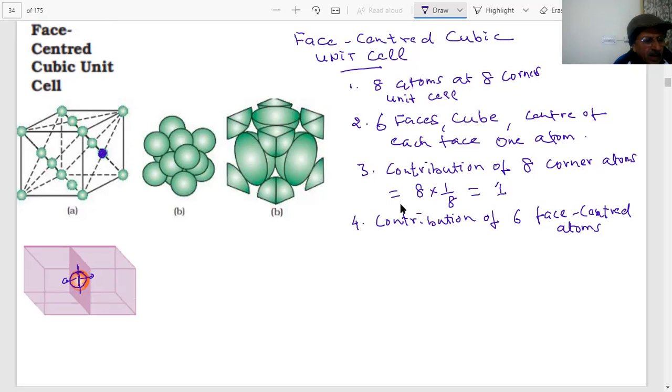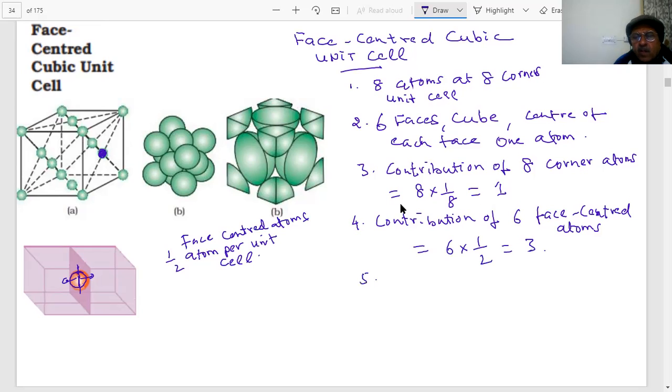So what will be the result of that, students? The contribution of each is half atom per unit cell for face-centered atoms. For face-centered atoms, so what will you get? 6 into 1 by 2. How much will that be? 3. So what is the rank?